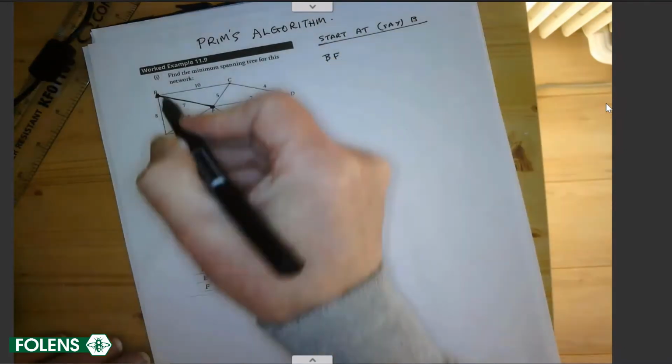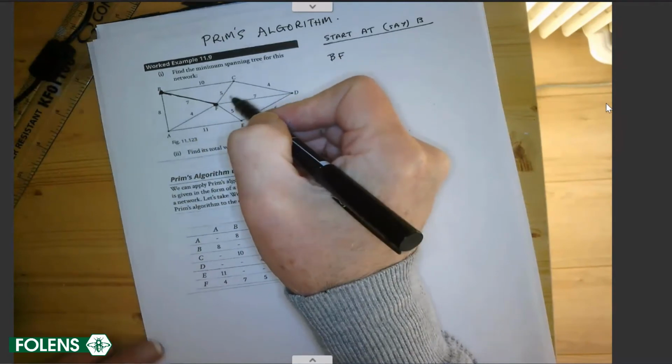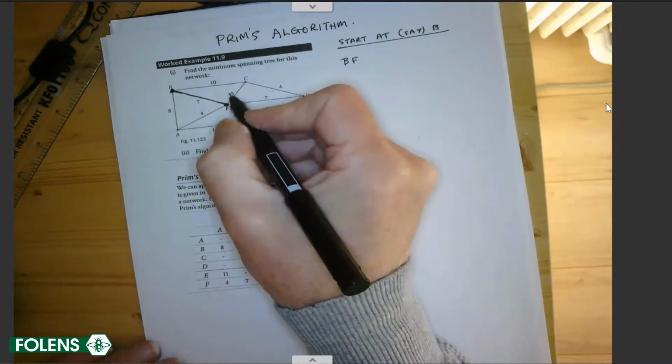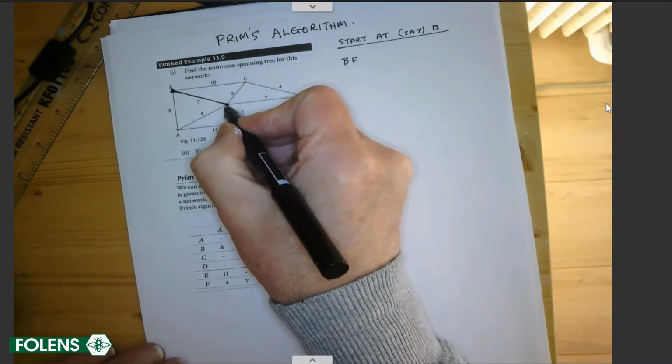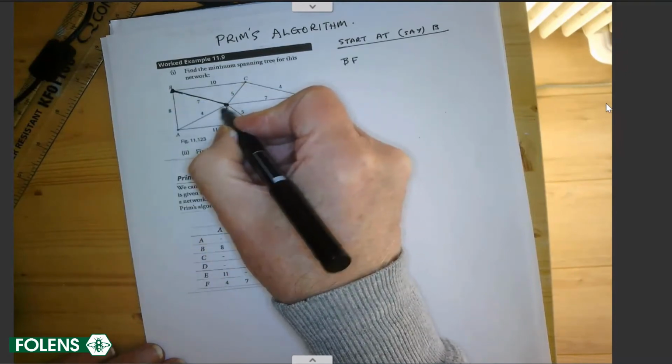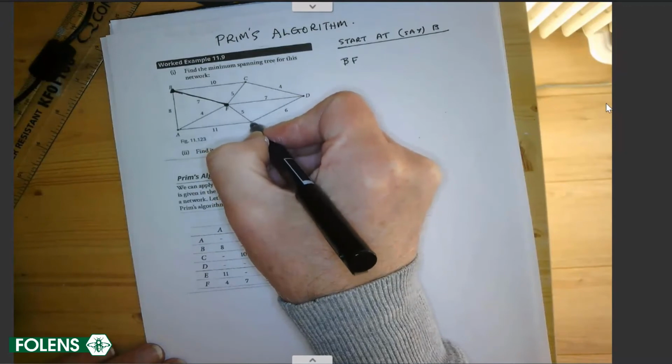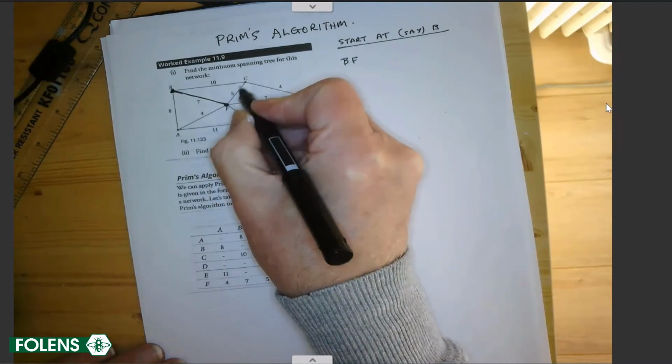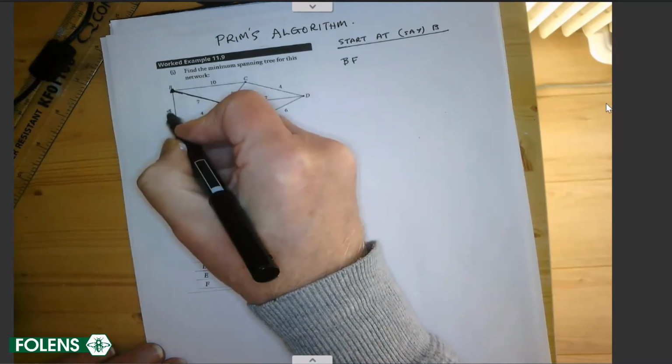Now, that's my tree so far. Now I look for the next nearest node to anywhere on my tree. Well, now because I'm at F, I could go to A, which is 4, to E, which is 5, to D, which is 7, to C, which is 5, and also I still have the 8 and the 10.